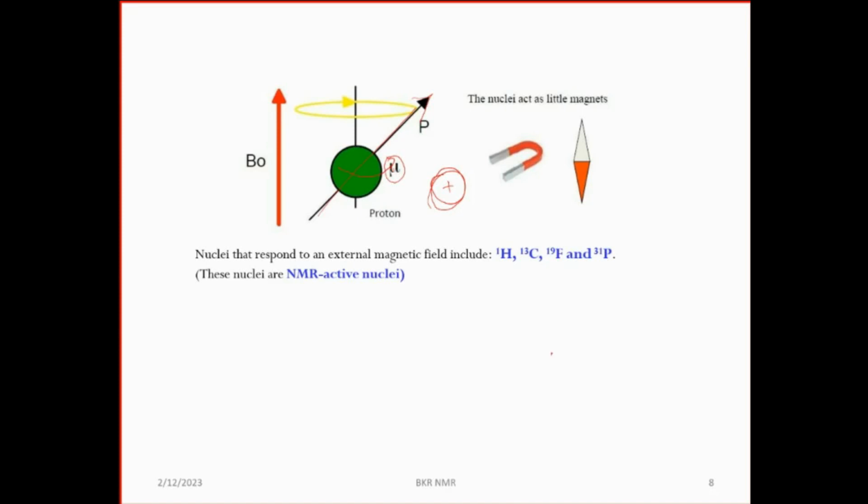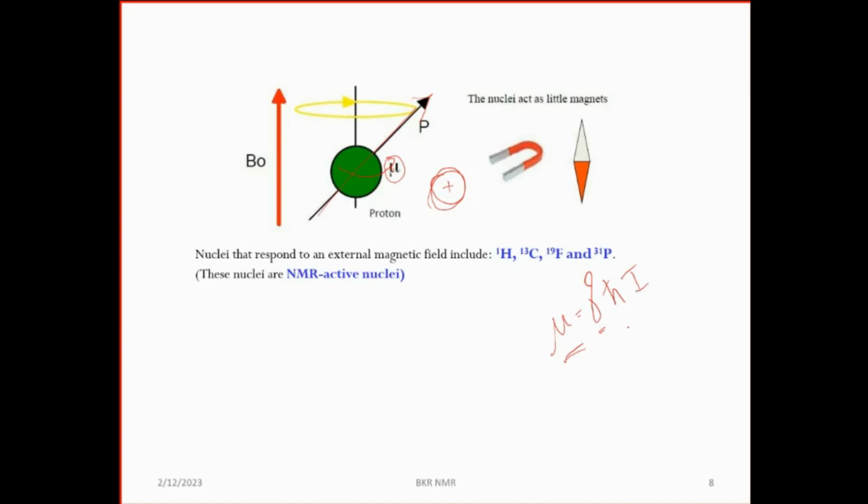What is this magnetic moment equal to? The magnetic moment is equal to gamma times h bar times I, where h bar is h by 2 pi, a constant. So any spinning charged nucleus generates a magnetic moment given by the formula gamma h bar I. Each nucleus has a gamma. Gamma is known as the gyromagnetic ratio, and I is the spin quantum number. The gyromagnetic ratio is a constant value that is inherent to a particular nucleus.